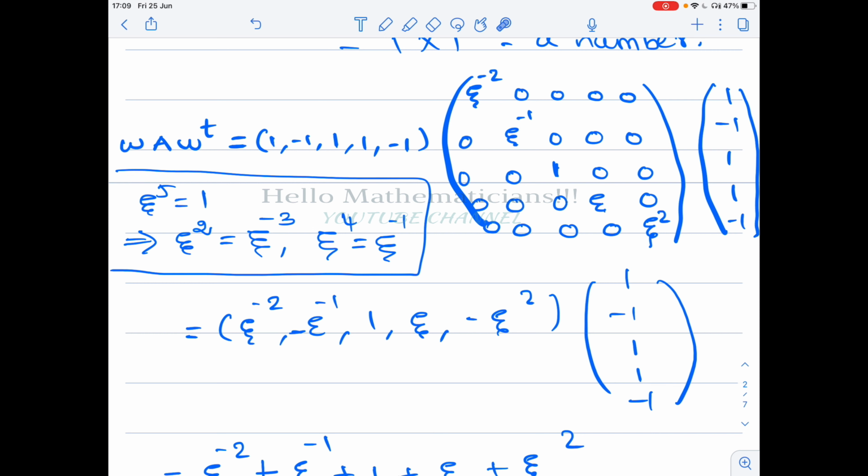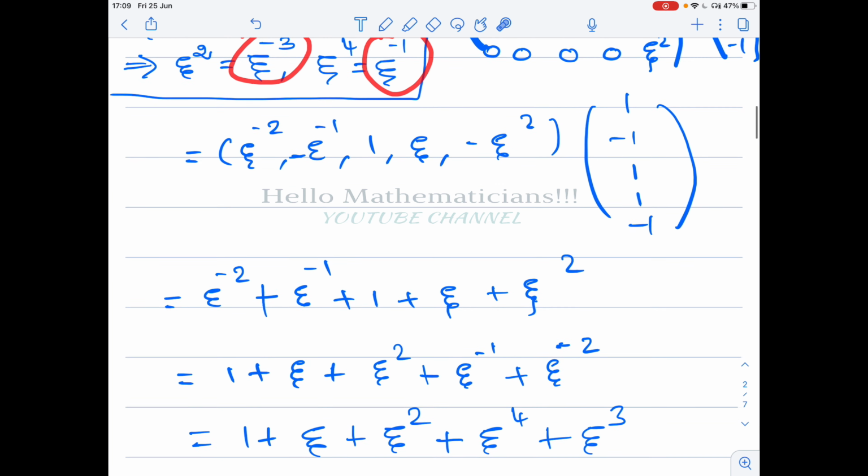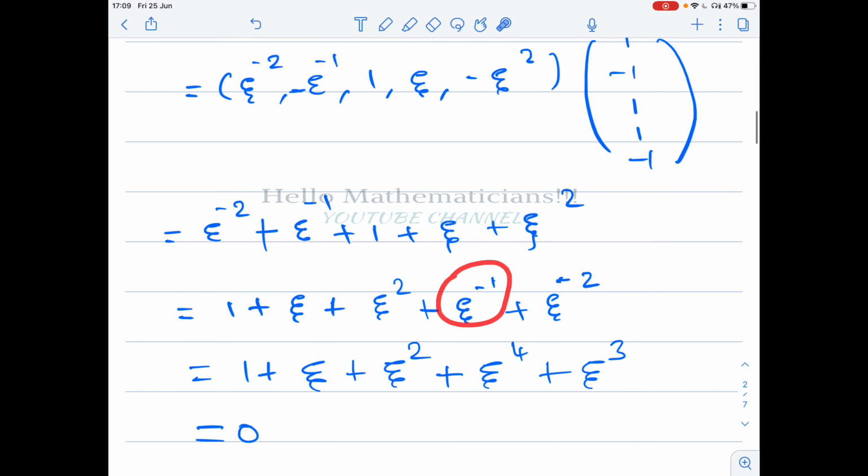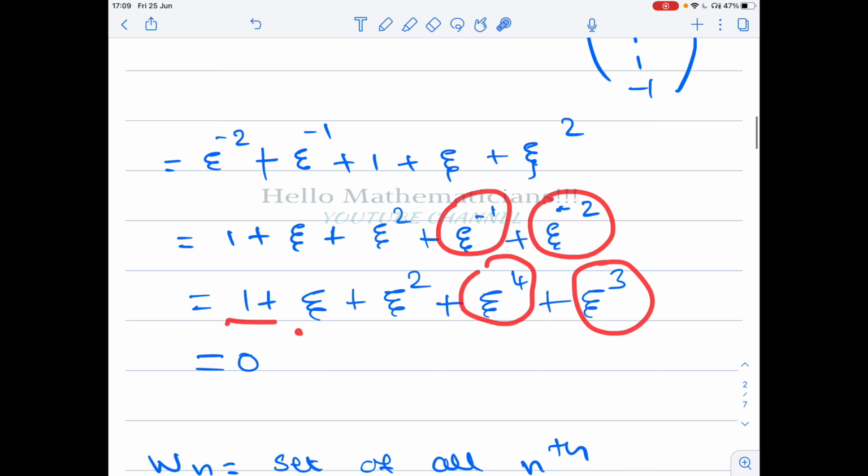If theta power 5 equals 1, then theta square equals theta power minus 3. Basically, you multiply both sides of this equation by theta power minus 3. Similarly, theta power 4 equals theta power minus 1. So now we can replace these two values here. Theta power minus 1 is theta power 4, and theta power minus 2 is theta cube. So we get 1 plus theta square, theta cube plus theta power 4.